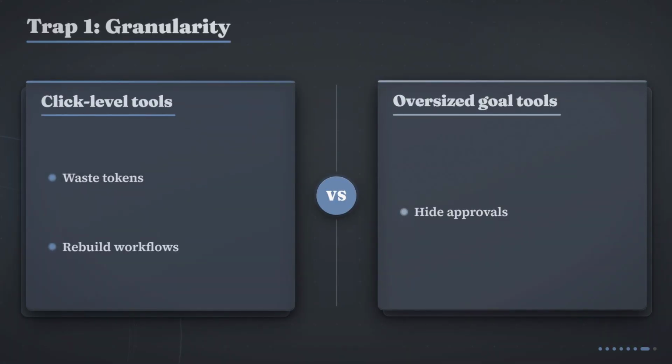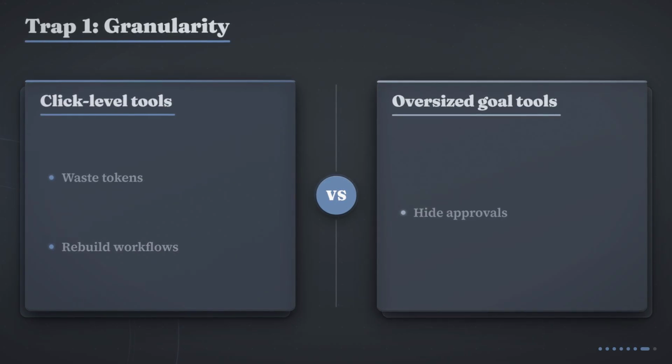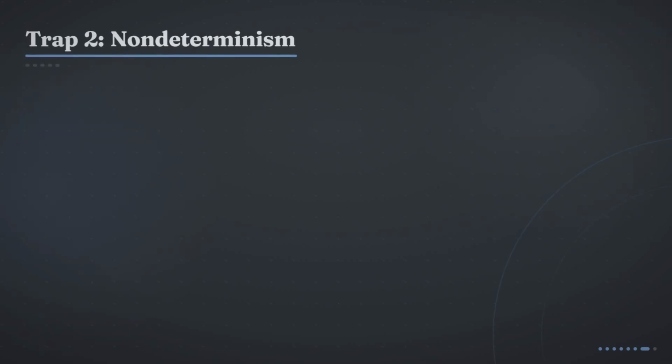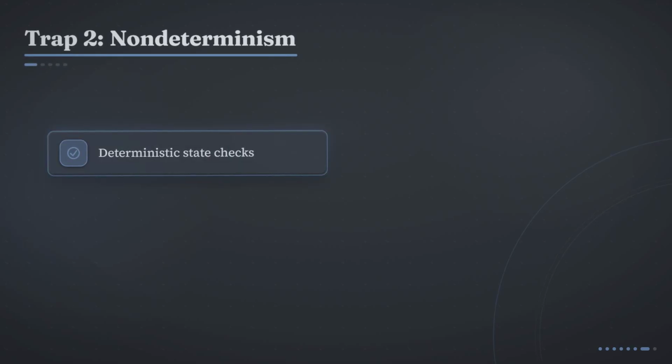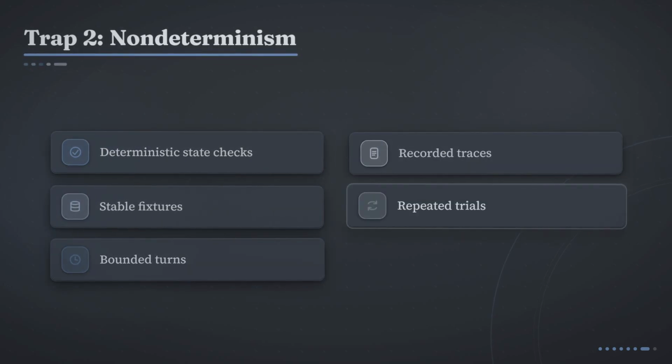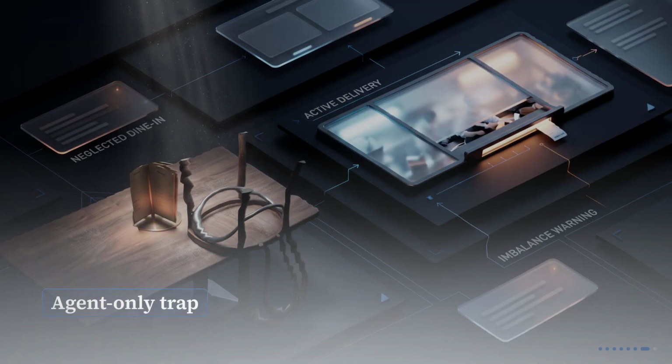3 more traps. Granularity. Click-level tools waste the model's tokens reconstructing workflows, while oversized goal tools hide approvals. Design around domain transaction boundaries. Non-determinism. Goal-driven runs take different paths every time, so evaluate with deterministic state checks, stable fixtures, bounded turns, recorded traces, and repeated trials. And agent-only design. Never optimize the product just for what the model can navigate. Human research and accessibility testing remain essential.